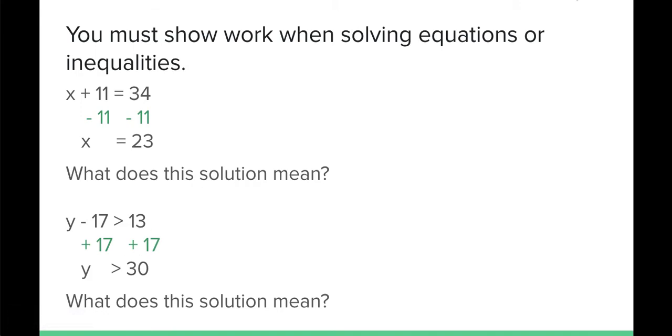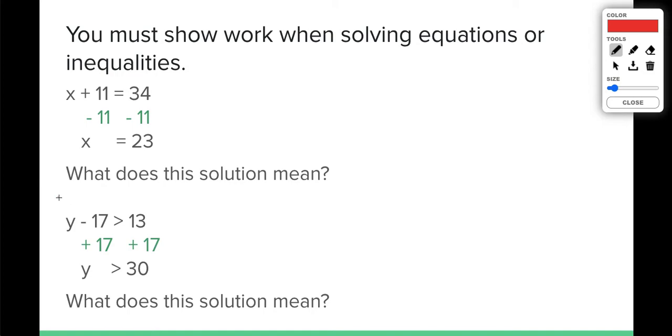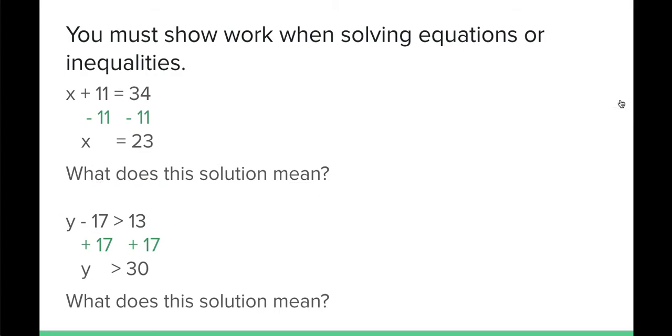Let's pick a number to try that's larger than 30. Let's try 37. If I take 37 minus 17, that should be greater than 13. Let's see if it is. I know 7 minus 7 is 0 and 3 minus 1 is 2, so I would get 20. Is this true? Is 20 greater than 13? Yes, that is true. So that means my inequality worked.